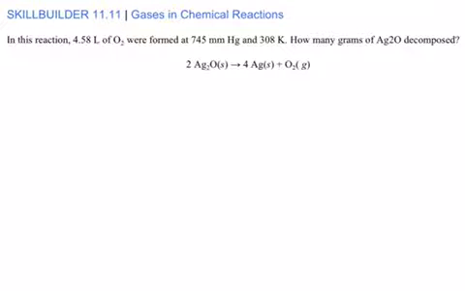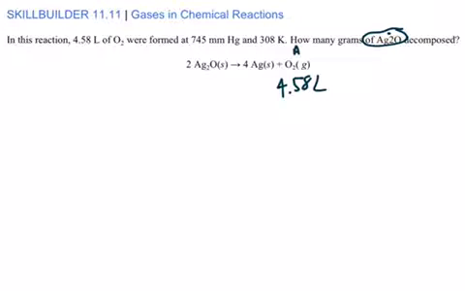Let's go through this step and use the ideal gas law at the beginning. Here we have an equation. There's a little typo here. That should be a subscript 2. It says in this reaction, 4.58 liters of oxygen. That's our given. That's our A. They were formed at 745 millimeters of mercury and 308 Kelvin.